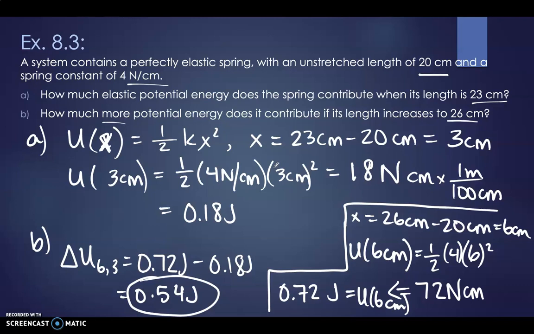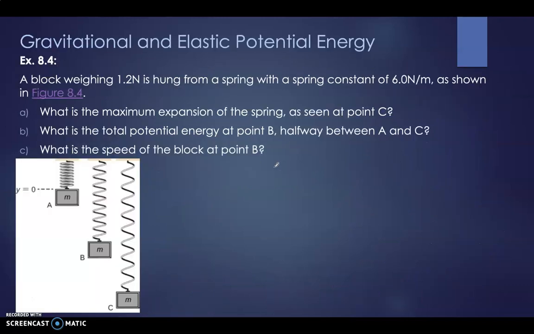All right, so let's go ahead and move on to another example. This is example 8.4. It states that a block weighing 1.2 newtons is hung from a spring with a spring constant of 6 newtons per meter, as shown in this image. What is the maximum expansion of the spring as seen at point C?